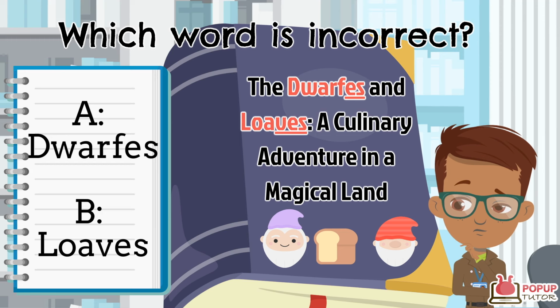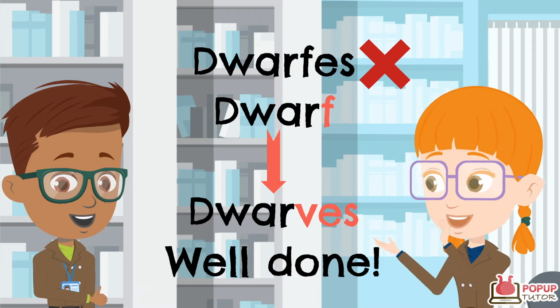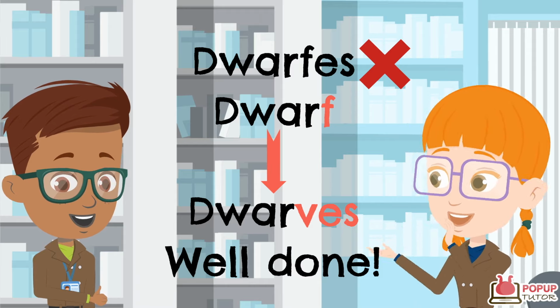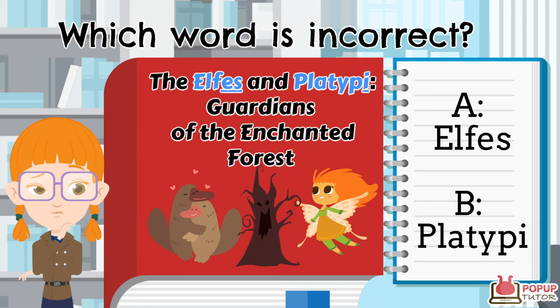On to the next one. The Dwarfs and Loaves. A culinary adventure in a magical land. Which plural noun is spelled incorrectly? Word A, dwarfs, or word B, loaves? Word A, dwarves. It should be dwarves. Well done.